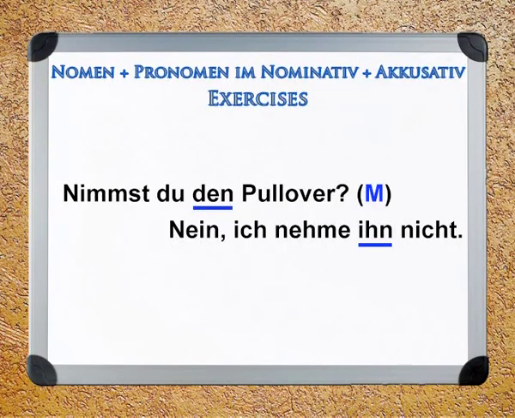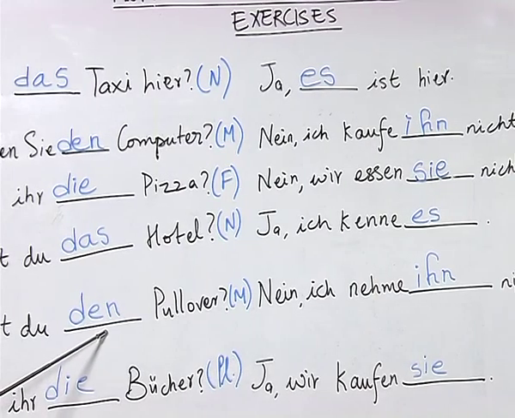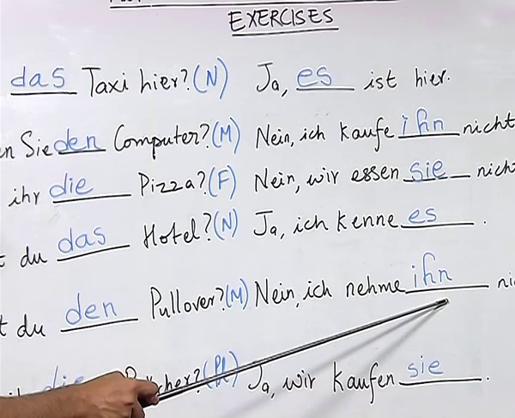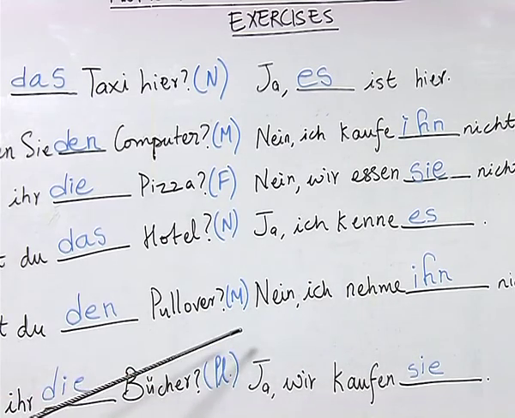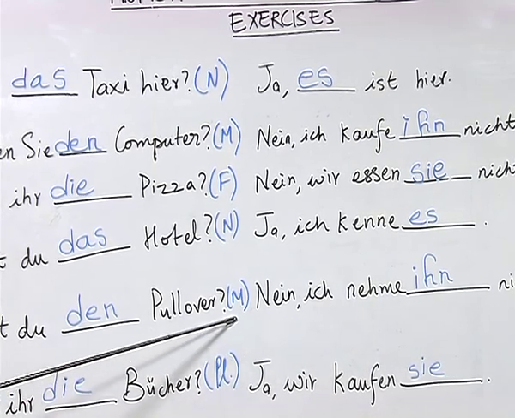Nimmst du den Pullover? Nein, ich nehme ihn nicht. Here also the student wrote the correct article in accusative and the correct pronoun also in accusative by looking at the masculine gender marker M.